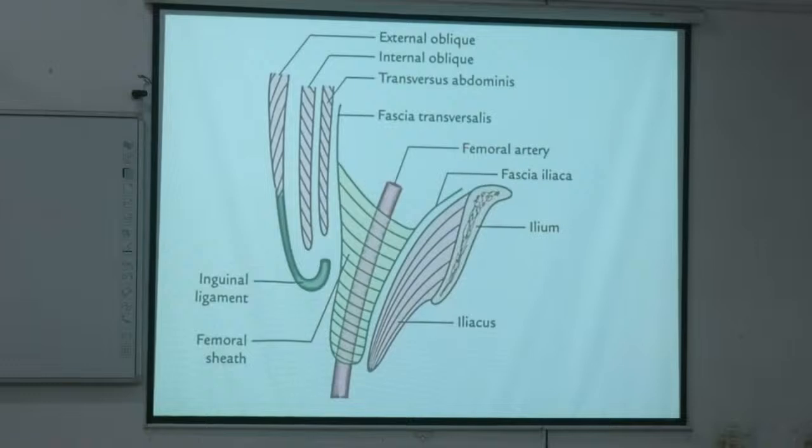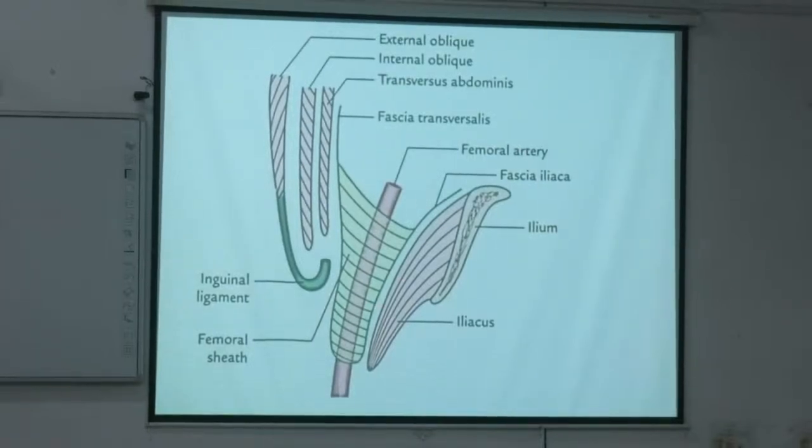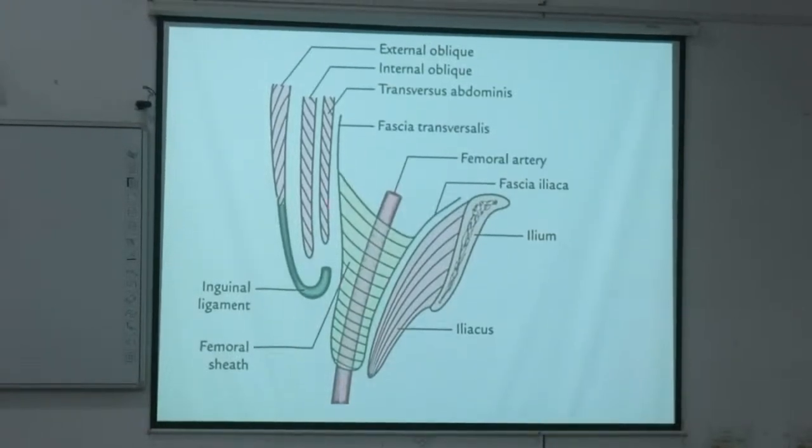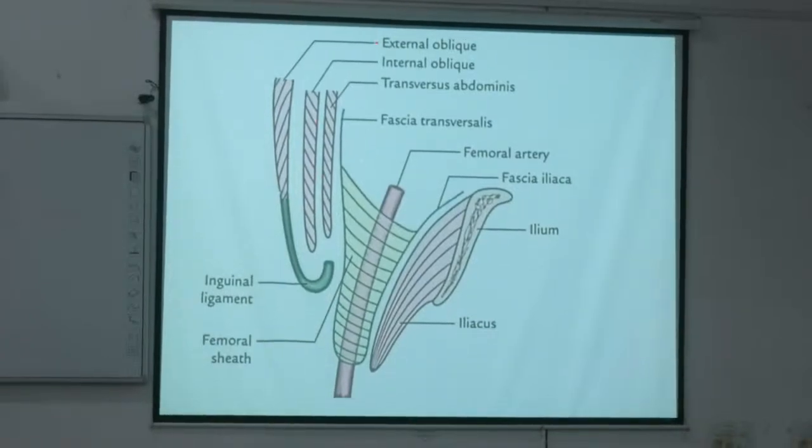So the anterior layer of the femoral sheath is formed by the fascia iliaca. Fascia iliaca is the fascia covering the iliacus muscle, and the posterior wall of the femoral sheath is formed by the fascia transversalis, okay, which is covering the posterior aspect of the flat abdominal muscles. Flat muscles of the abdomen from outside inward are the external oblique, internal oblique, and transversus abdominis. Deep to it lies this fascia transversalis. Okay, so these two layers are extending downward to cover the femoral vessels, forming the femoral sheath.